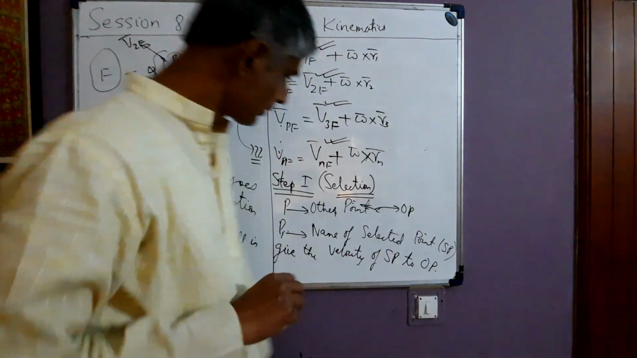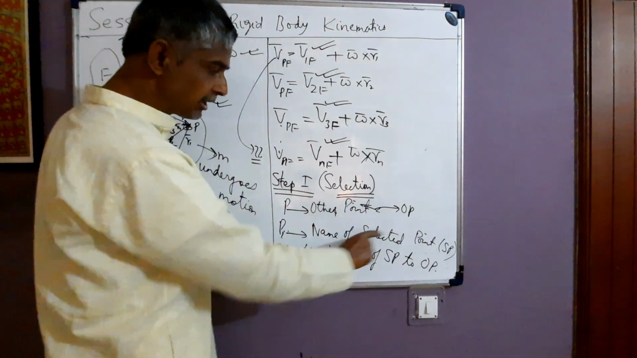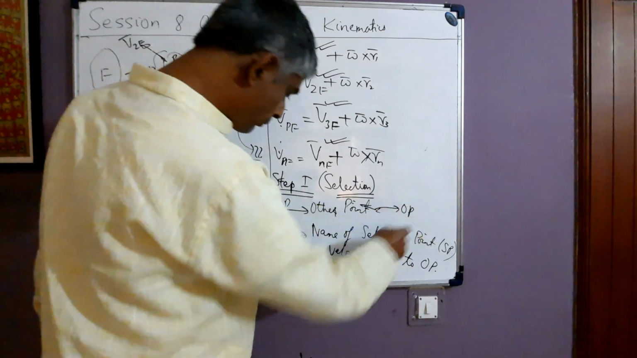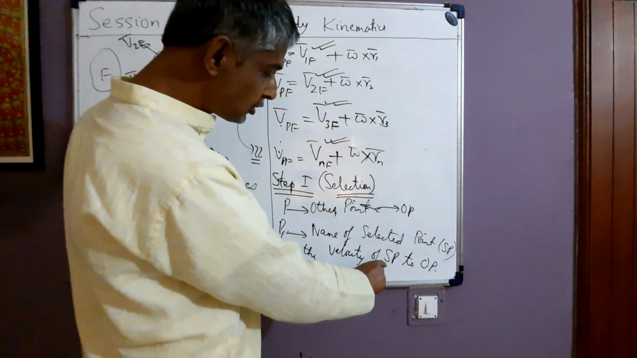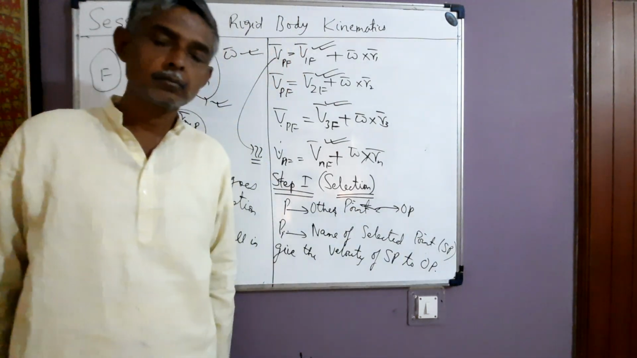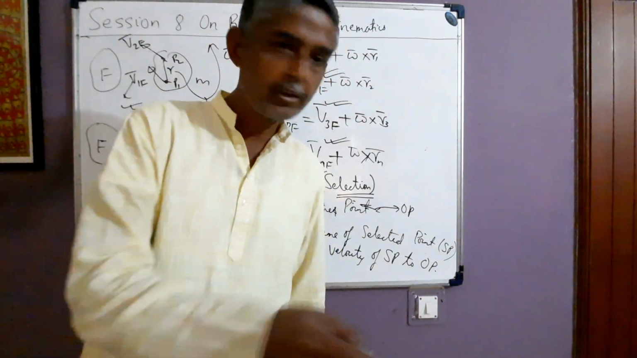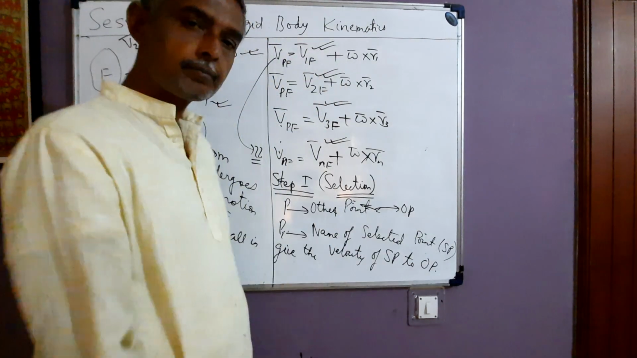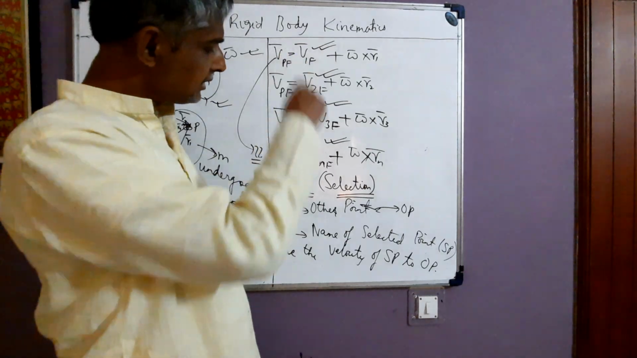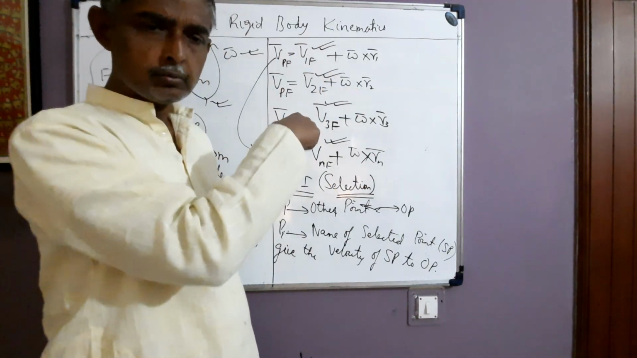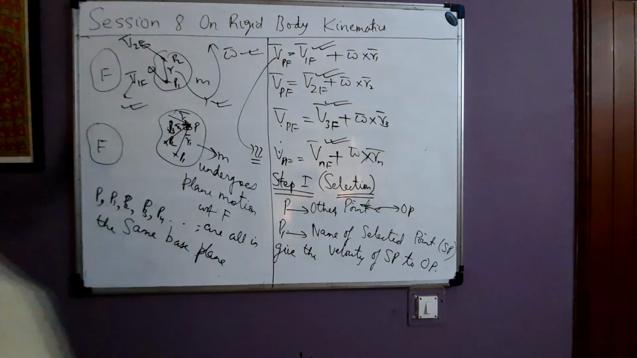Alright, fine. So in step 1, selection, we write down the name of the selected point, we write down the name of the other point, and the action we take in step 1 is that we give the velocity of the selected point to the other point. This is the first action. The first step we call selection. Why do we call it selection? Because we select the point other than P, using which we will find VPF.